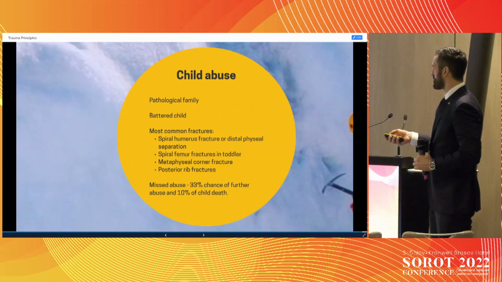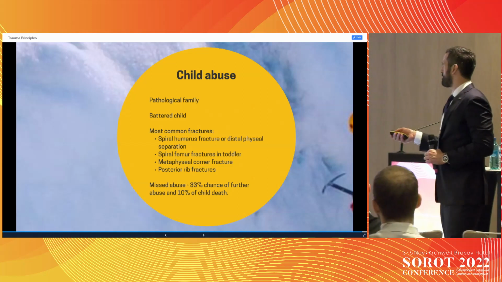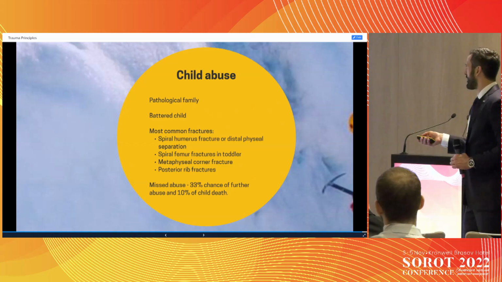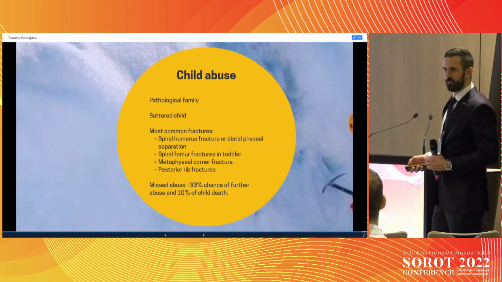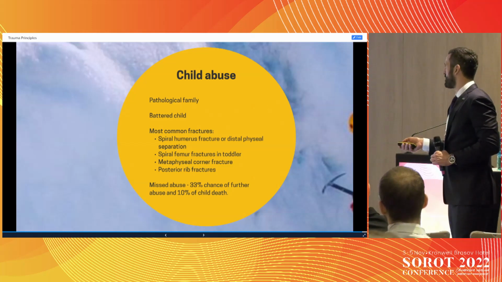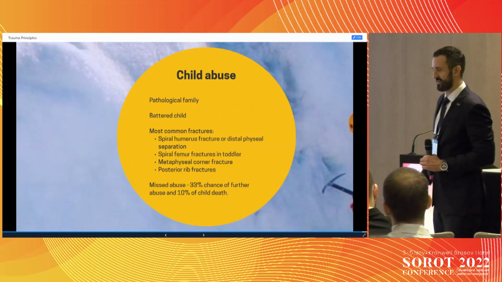So usually by drug addicts, the most common fractures are spiral humerus fracture, distal physeal separation, spiral femur fracture in a toddler, and posterior rib fractures. Missed abuse leads to 33% of further abuse and 10% of child death in the future.